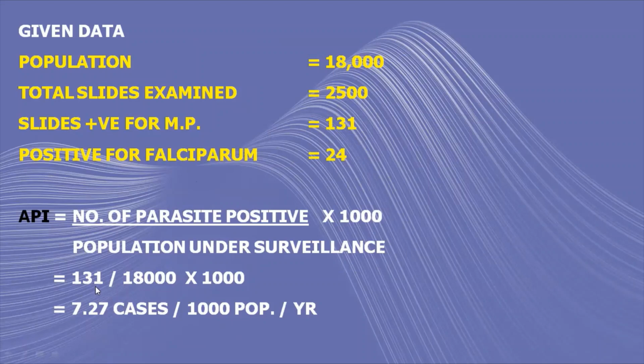So 131 total are positive. Don't add 24 here because 24 is out of 131. Sometimes some students get confused and they add 24 also. So 24 is not required here. 131 is the total positive for malaria, divided by population 18,000 into 1,000, so it comes to 7.2 cases per 1,000 population per year. So this is like an incidence rate, but it is for annual parasite incidence.